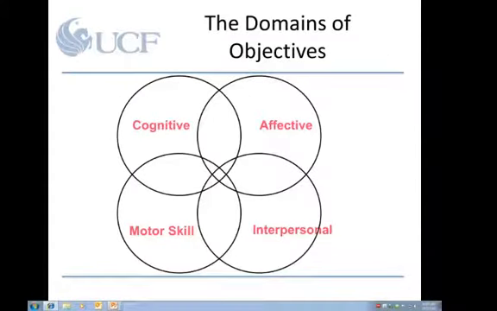It's also important to consider the domains of objectives, and we have our cognitive domain dealing primarily with subject matter and knowledge. The affective domain, in which we're looking at attitudes. The motor skill domain, so we're looking at manipulation and issues related to that. And then interpersonal, so we're looking at more social issues here. And it's important to include all of these domains, or as many of these domains as possible, in your ASSURE lesson.